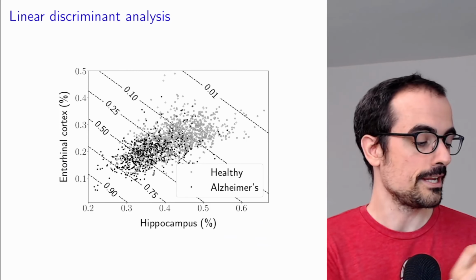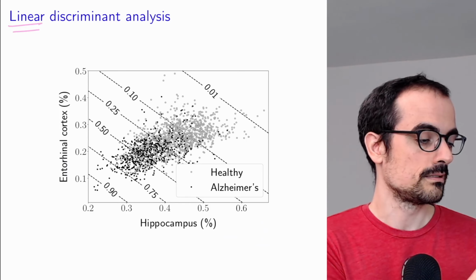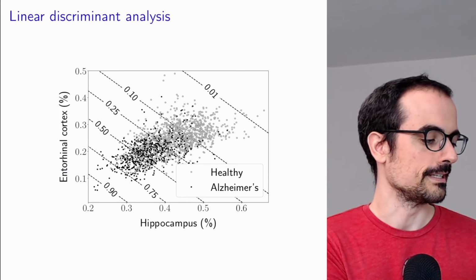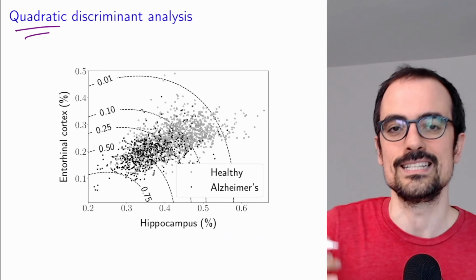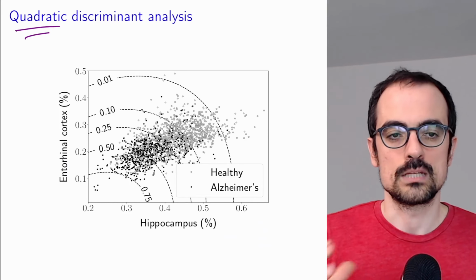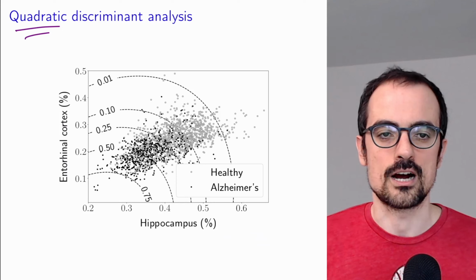And that's called linear discriminant analysis. I don't like this color, you can barely see it. Linear discriminant analysis, as opposed to quadratic discriminant analysis, which is the general Gaussian discriminant analysis that we obtain when the covariance matrices are different.